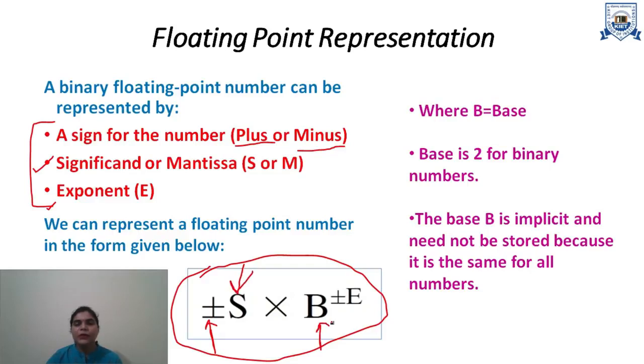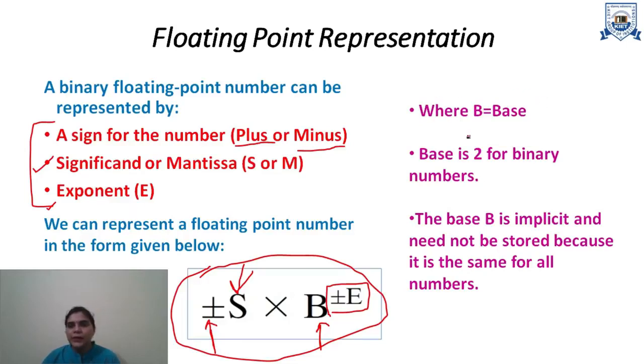Here we are talking about the binary number. So base is 2 and to the power exponent. And exponent can be positive number or a negative number. So we have three fields to represent a fractional number into floating point representation, and these three fields are sign field, significant or mantissa part, and third is exponent part.